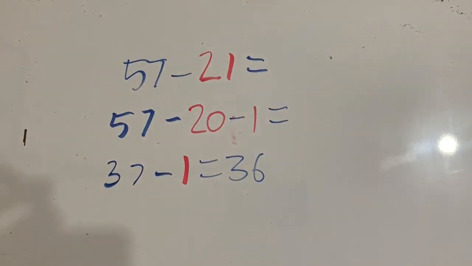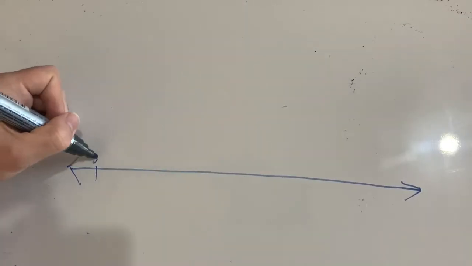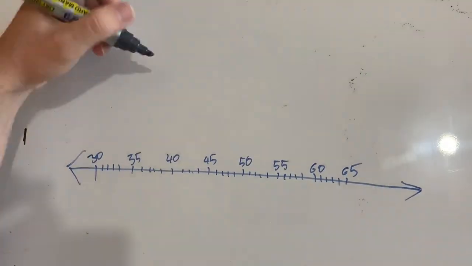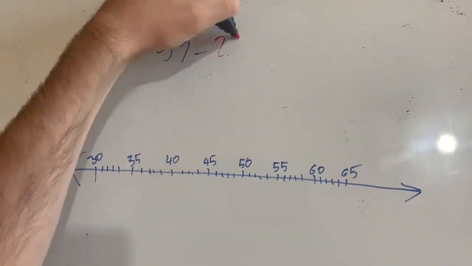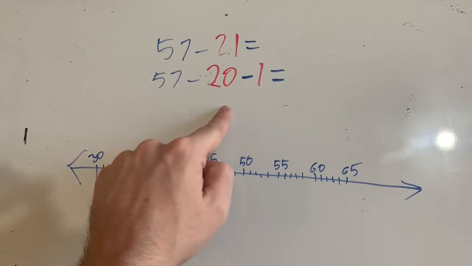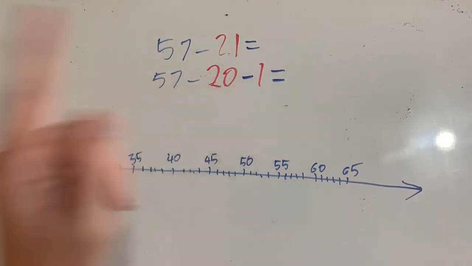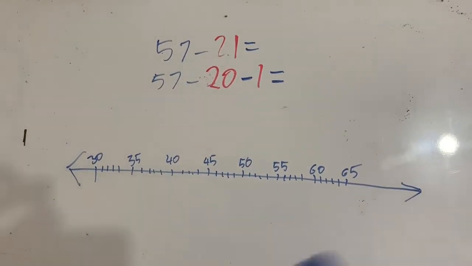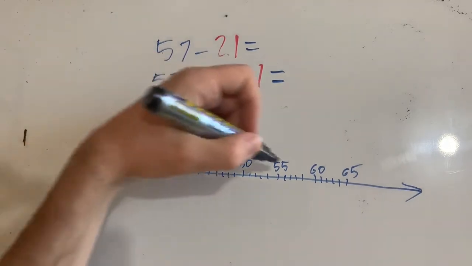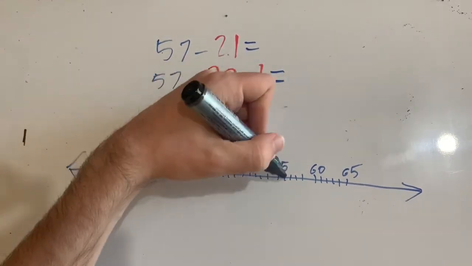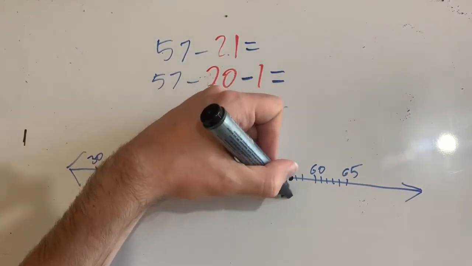Nice and easy. We could also visualize this problem on a number line. So I've got this problem I'm starting with, 57 minus 21, and I've broken 21 into smaller pieces here. So now I've got 57 minus 20 minus 1. I could think about this on a number line. So I'm going to do that now. So I am going to find 57. So it's 55, 56, 57.